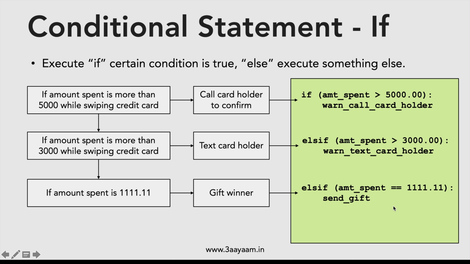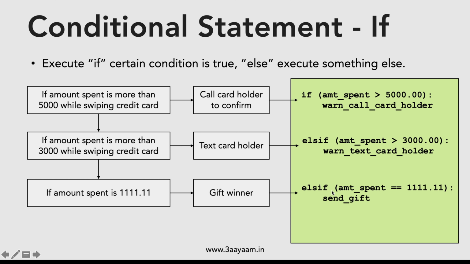So if amount spent is equal to 1111.11, then send some gift. So again, check the syntax. I have open bracket and close bracket, and then the variable, and this is the equal to sign, which is not a single equal to, it is double equal to, because single equal to is the assignment operator in Python. And then I have colon, and then the indentation followed by the code block.